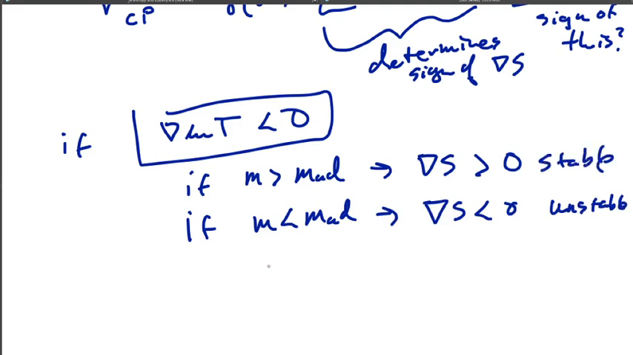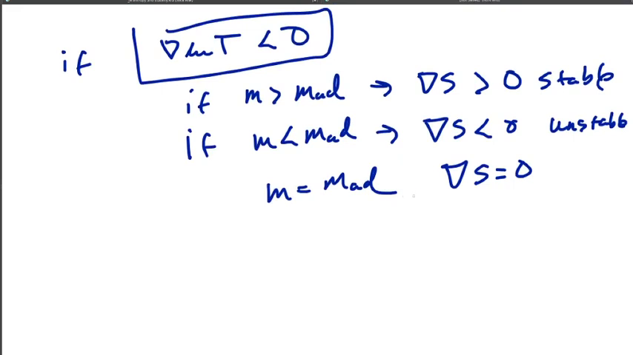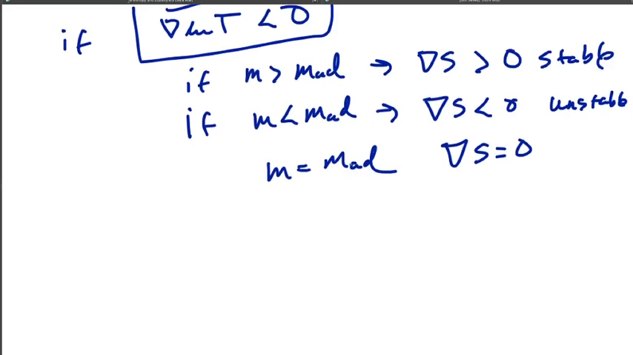And of course, m equals m adiabatic is the marginal condition, where grad s is equal to 0. So if we know the makeup of the gas, then we know m adiabatic. If we can measure m, the polytropic index, from a profile, then we can intuit whether a system will be stable or unstable to convective motions.